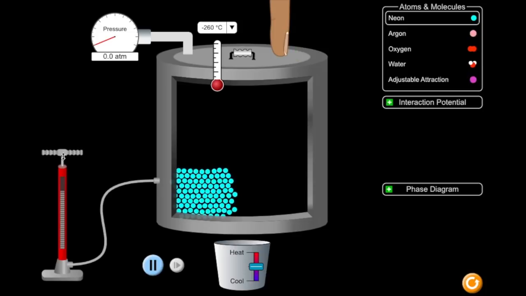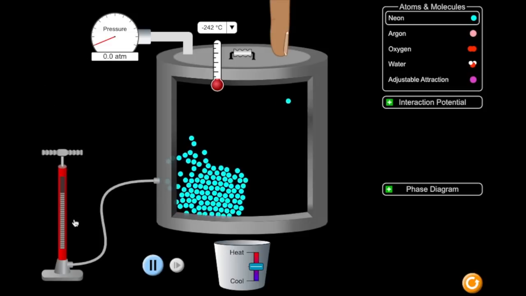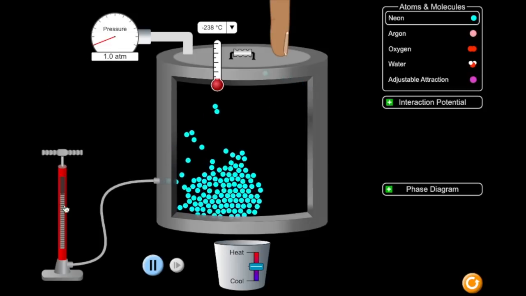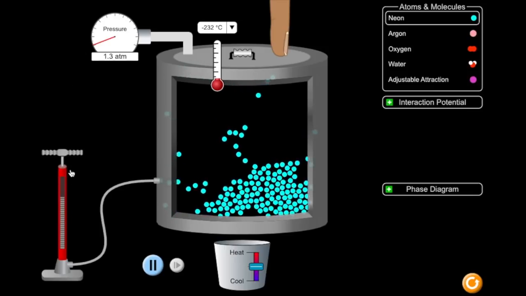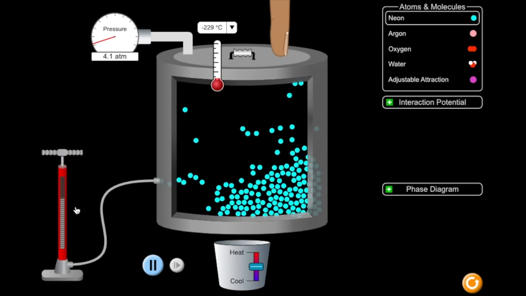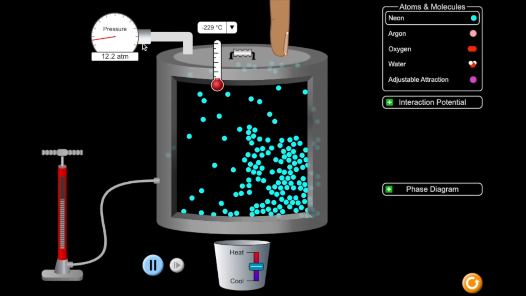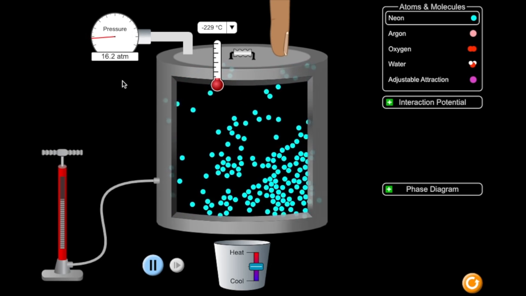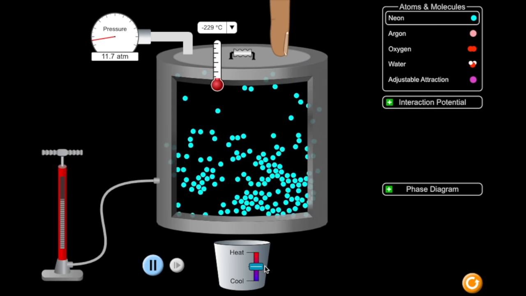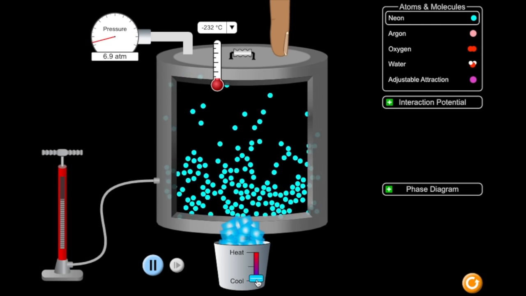So the first question we want to answer is, what happens when I add more particles? So we're going to take a look at that pressure gauge up at the top and see what happens. So you can see as I'm adding more particles into that container, my pressure starts to creep up, and it'll start going up much faster in a second as those particles get moving. And you can't see it in this simulation, but if we could change the volume of this container, the volume would be increasing as well.